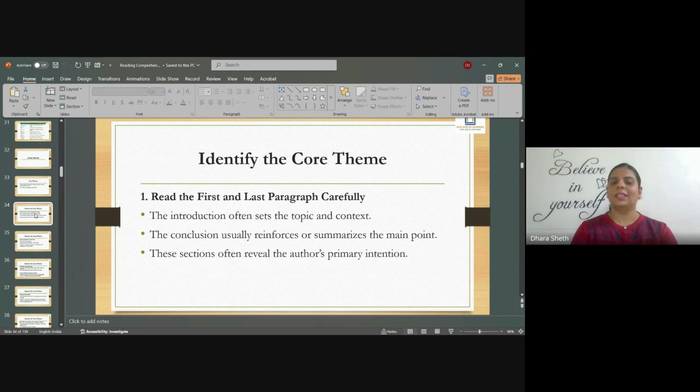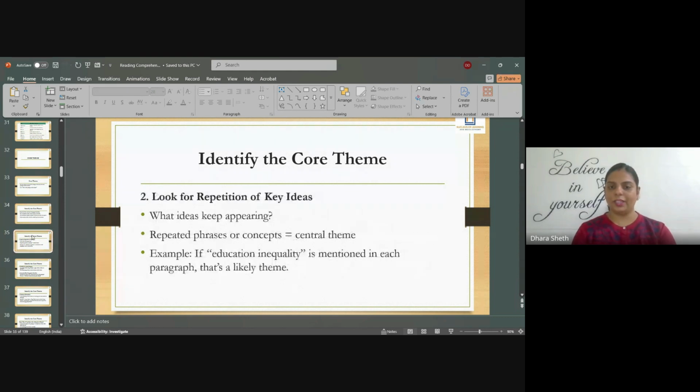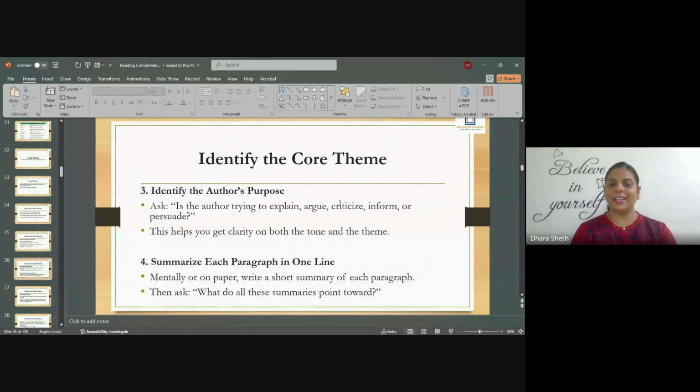So what you do is read the first 4 lines and the last 4 lines carefully. Look for a repetition of key ideas. Identify the author's purpose. Is the author trying to explain or argue or criticize or inform or persuade? What is the purpose of the author in writing this passage? This helps you get clarity on both the tone as well as the theme. See, in literature, you cannot separate things completely. We are trying to make these strategies so that we can solve the questions, but otherwise there's always an overlap. So when you understand the tone, it also helps you find out the theme.